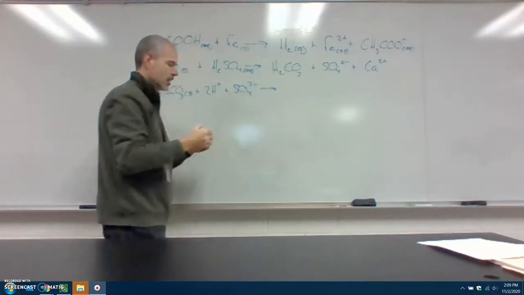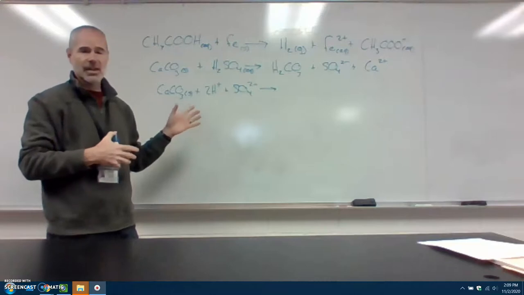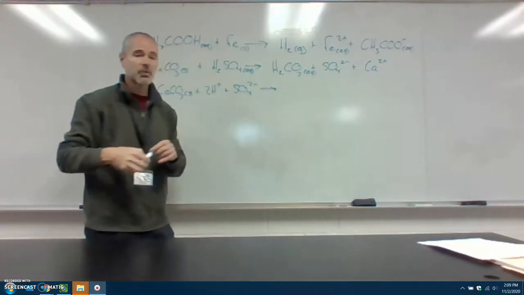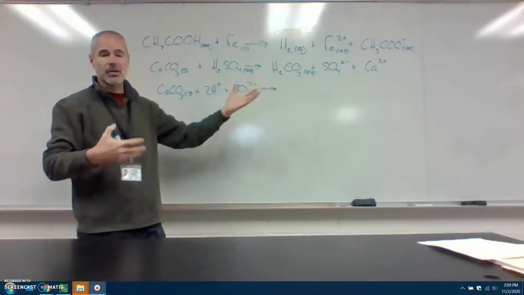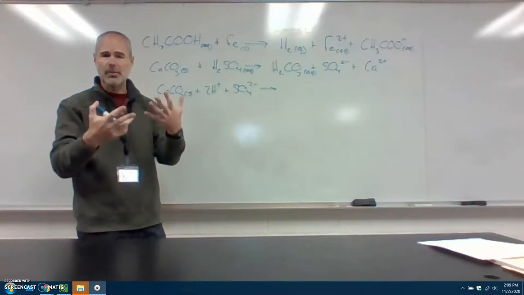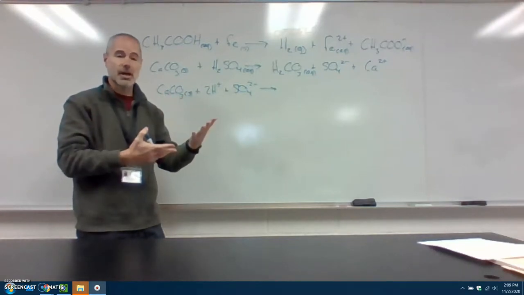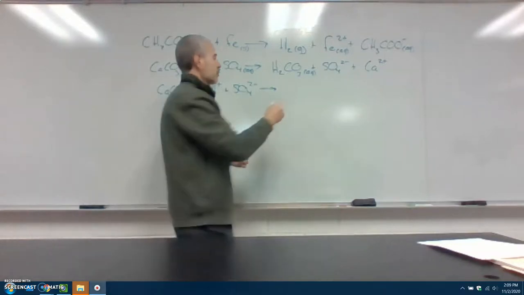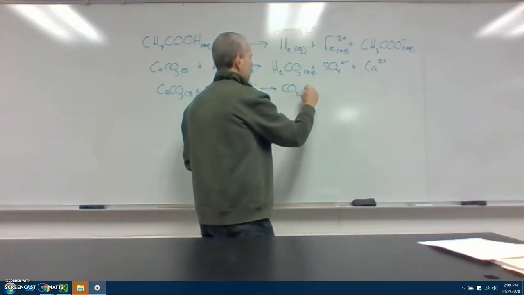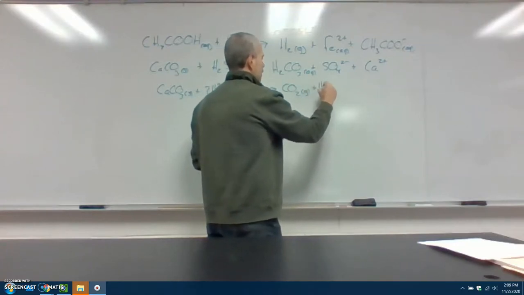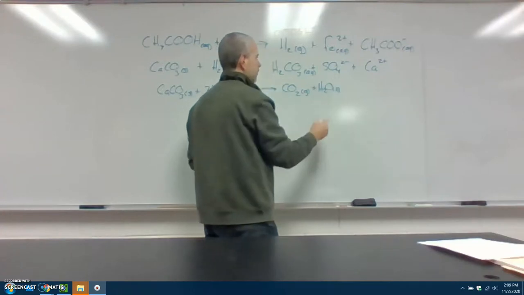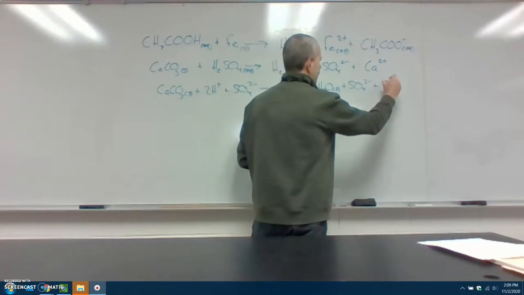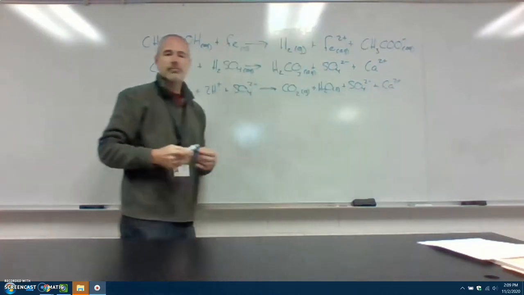And then over here, carbonic acid, we could leave this way and say aqueous, but in this room, at atmospheric pressure, it's not stable. It breaks apart, just like in pop. You see those bubbles? That's because it's carbonic acid breaking down. And what it's going to break down to is carbon dioxide and water. I'm going to write both of those out. Carbon dioxide gas and H2O liquid. And then everything else is going to stay the same. Sulfate ions and some calcium ions.